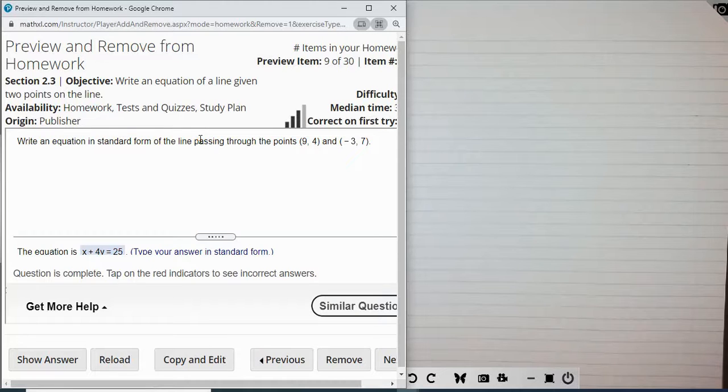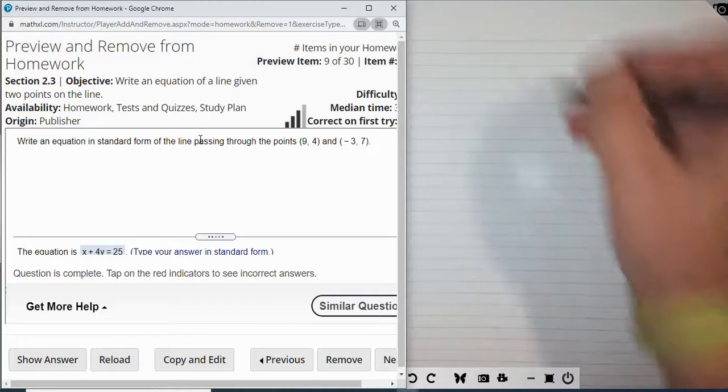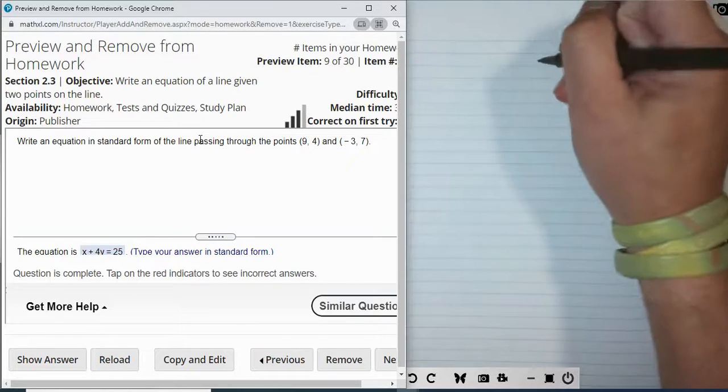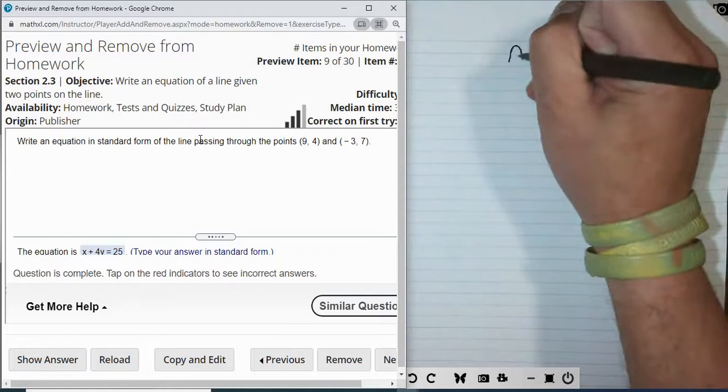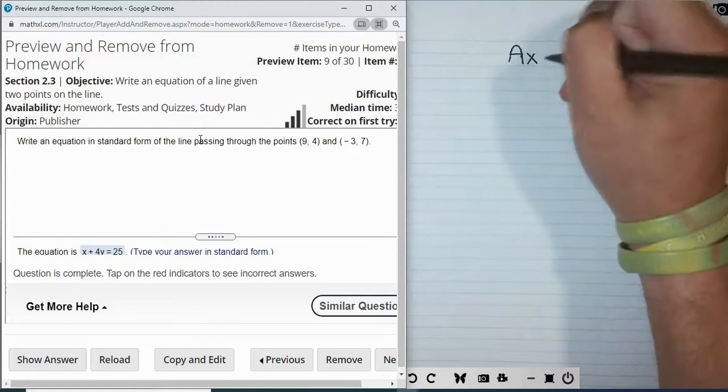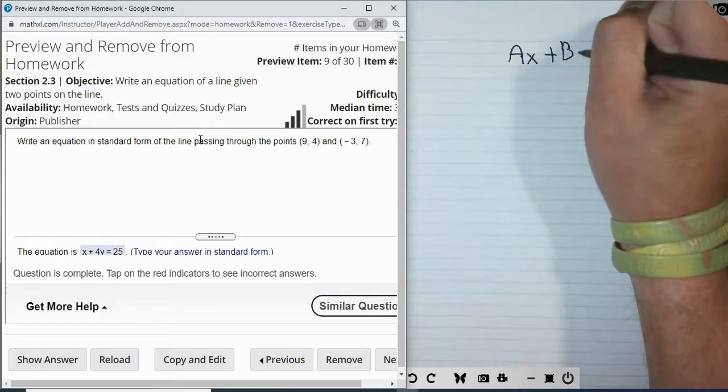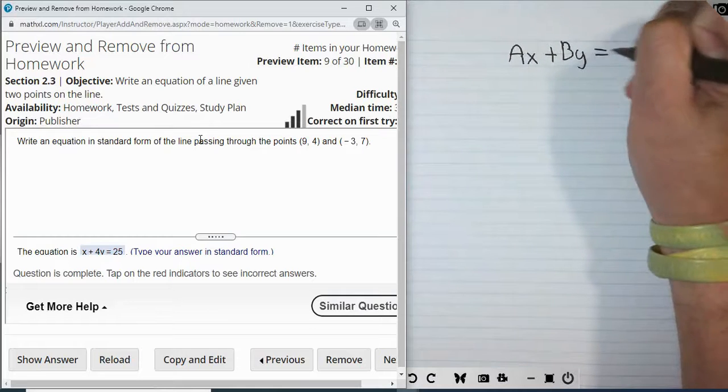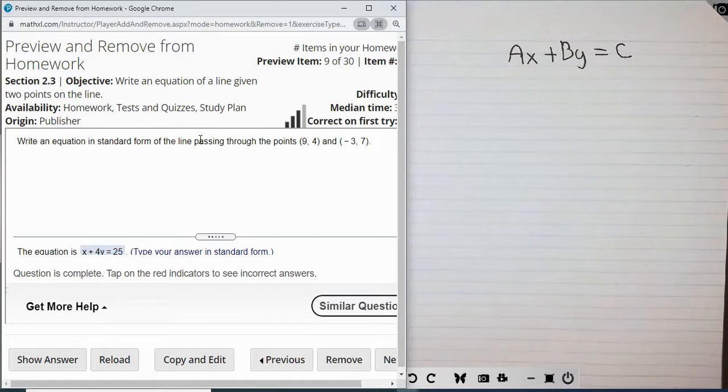All right. So let's just start. Well, I suppose the best place to start here would be to ask ourselves, what is standard form? Remember, standard form is ax plus by equals c, right? So that's our standard form. That's what we're going for.